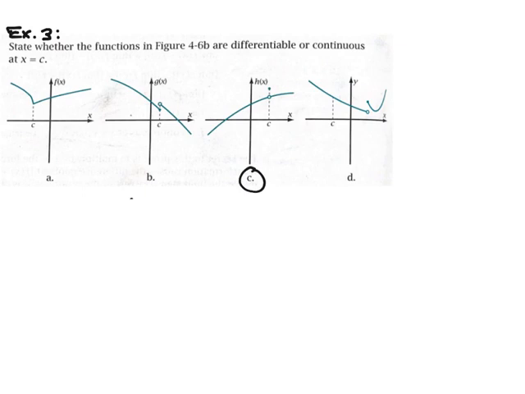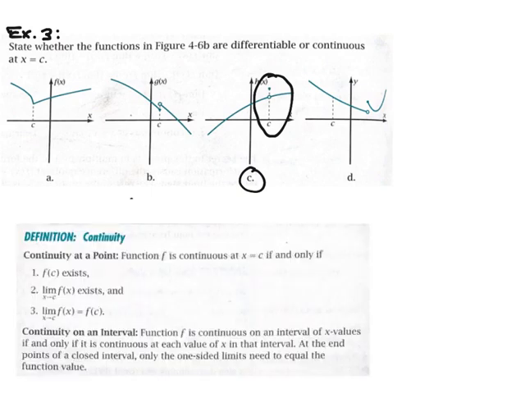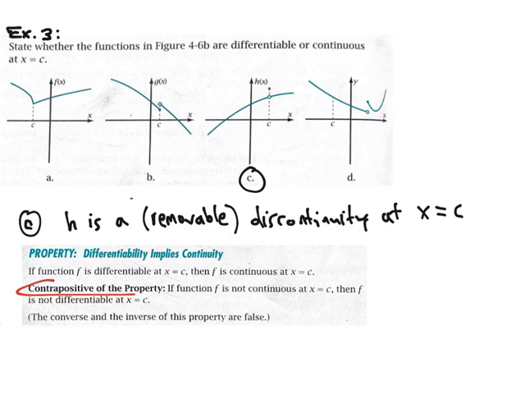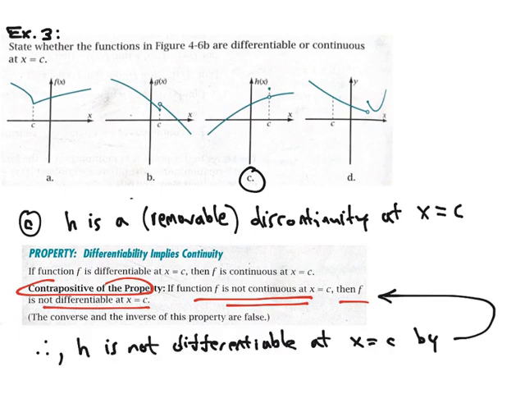Now we look at part C, and you can see that the function is not going to be continuous at x is equal to c. The function has a removable discontinuity at x is equal to c. What we see is that the limit of the function as x approaches c exists, and the function is defined at x is equal to c. However, the values of the function at c and the limit of the function as x approaches c are not equal to each other, and that is why we have a removable discontinuity at x is equal to c for part C. And we know that if a function is not continuous at a point, then it is not differentiable at that point.